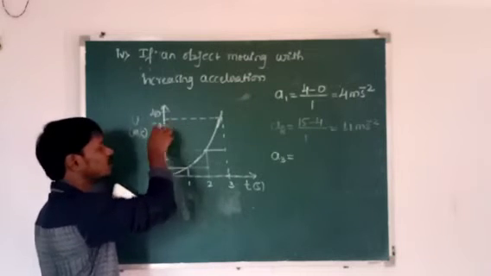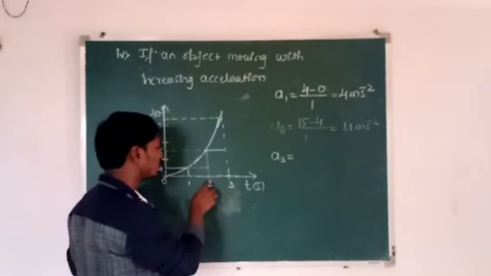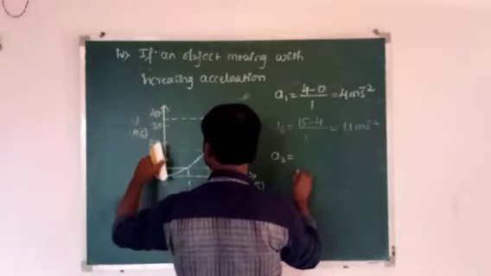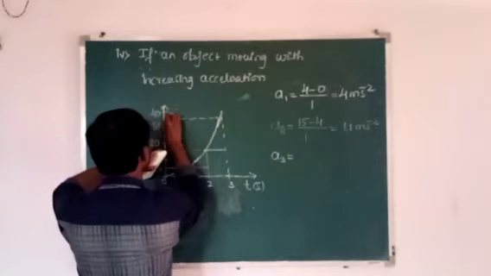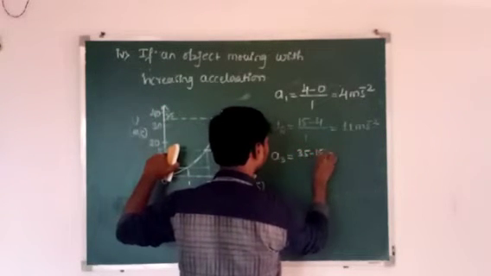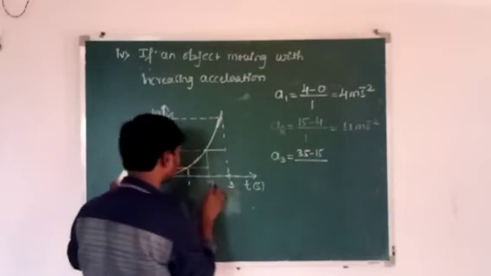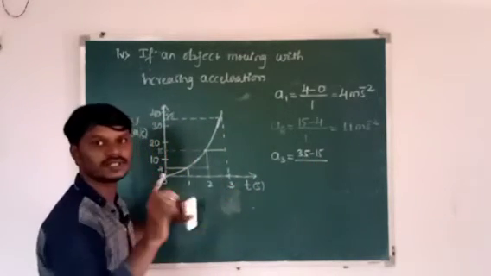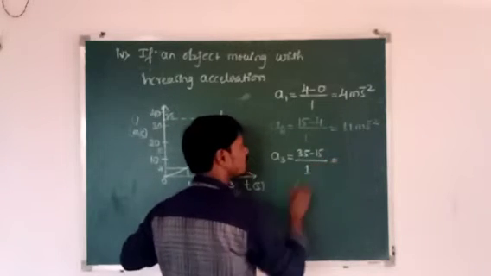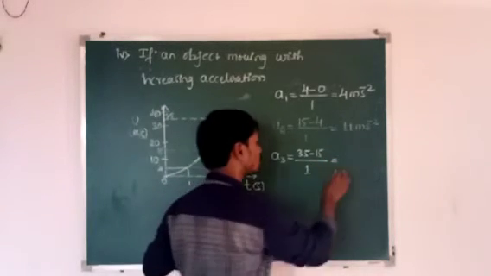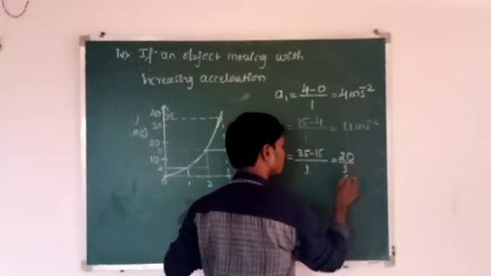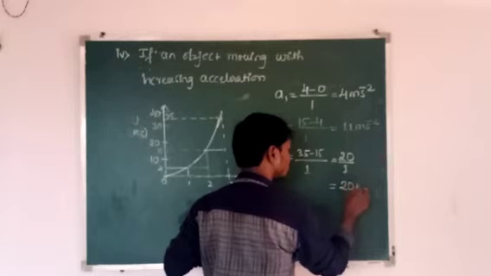15 was the velocity, what did it become now? It became 35, in the time interval 2 to 3, that is 35 minus 15. I will take it as 35. 35 minus 15 divided by the time interval 2 to 3, means 3 minus 2, that is 1. 35 minus 15, that is 20. 20 by 1, that is 20 meter per second square.